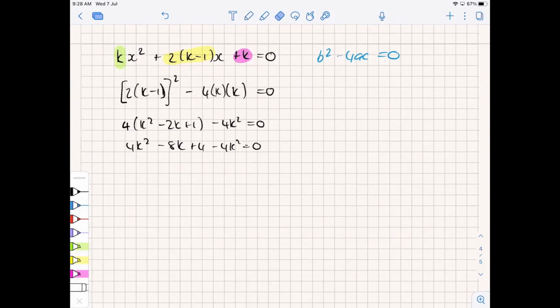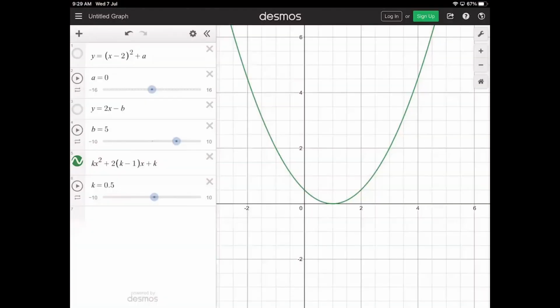Okay, so minus 8k equals minus 4. So these 4k squared terms, fortunately, are going to get rid of each other. Okay, so we're going to get minus 8k plus 4 equal to 0. And you can see that k will just be equal to a half, okay, which is what we wanted. So if we go back to our graph, that's how I knew exactly to plug in a value of a half.